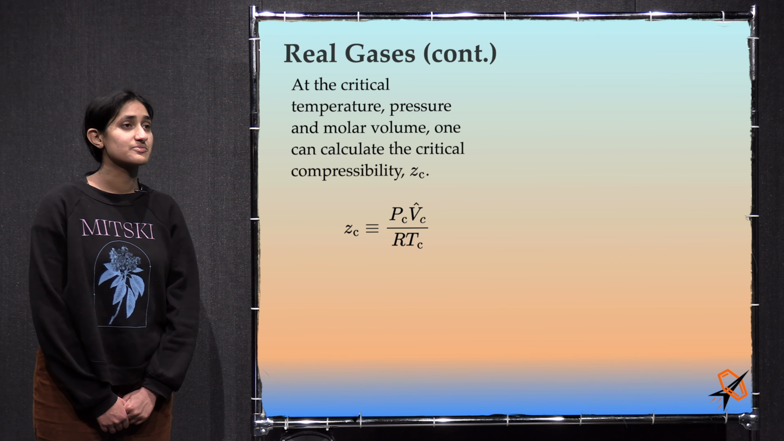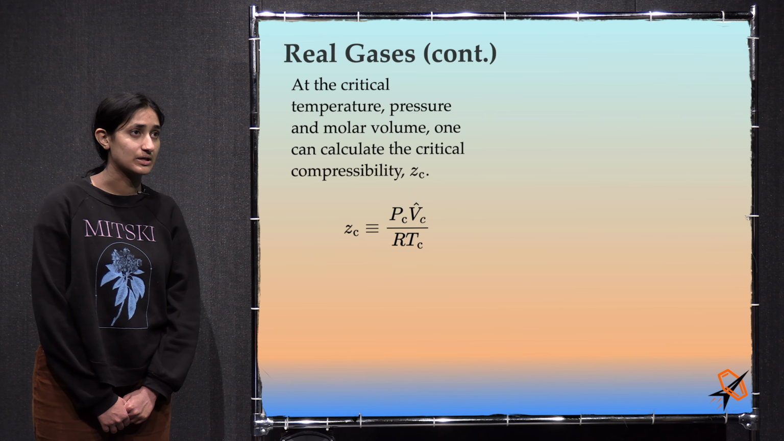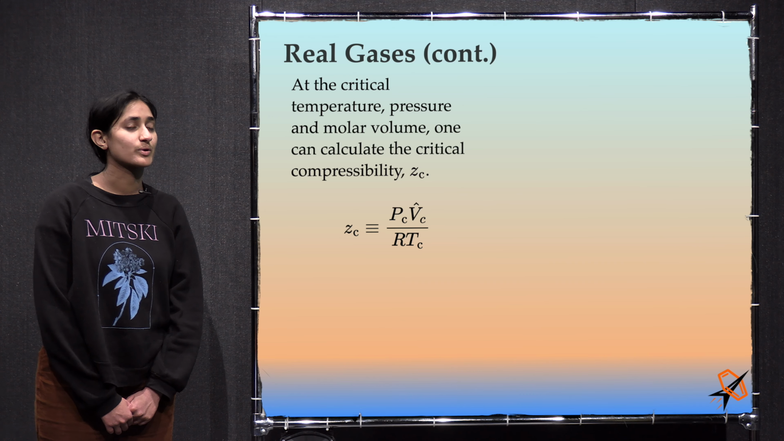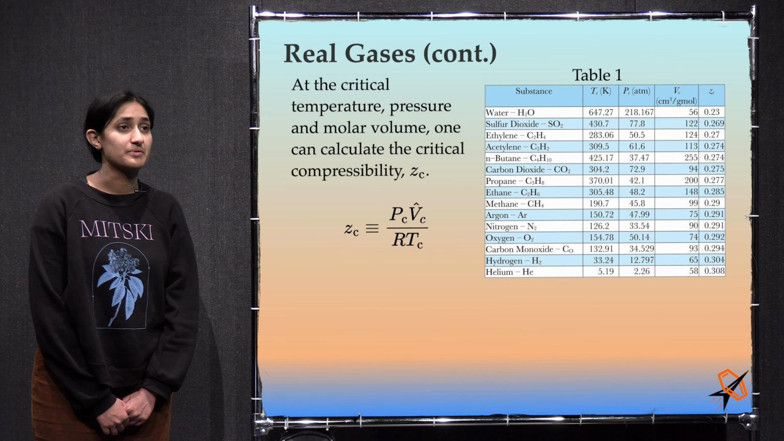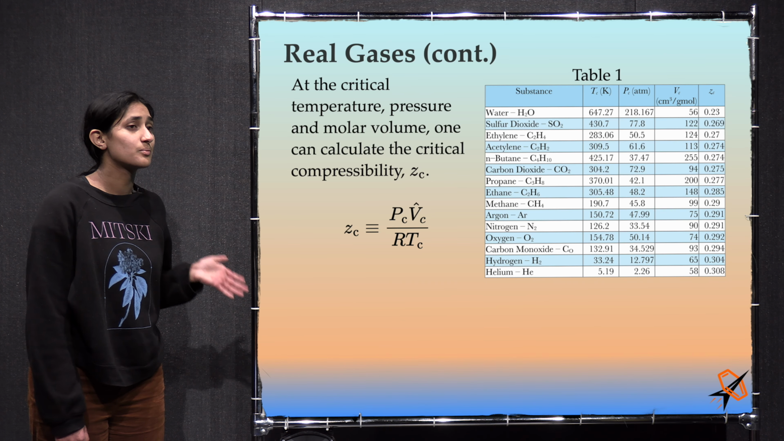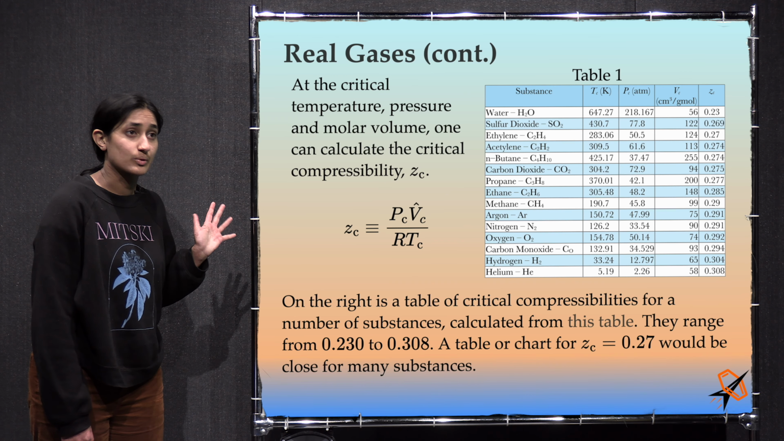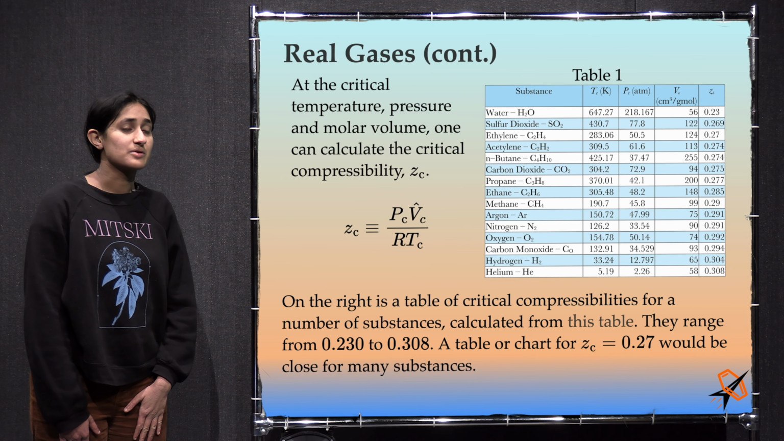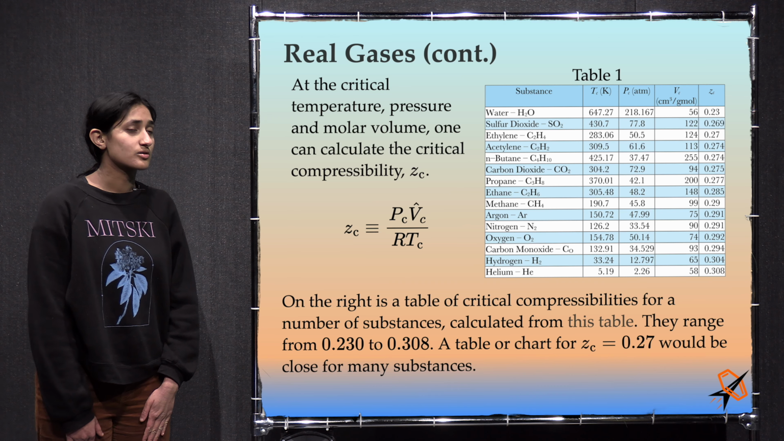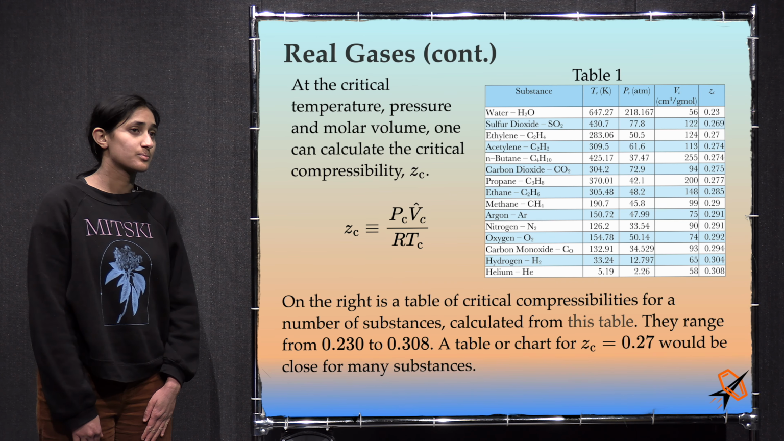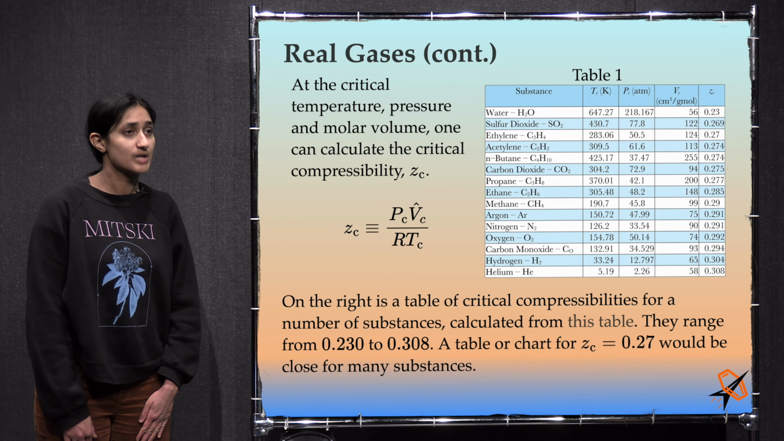We should take a look at the range of possible values for the critical compressibility, which is the compressibility calculated at the critical point. You can see from the table that Zc can be as low as 0.23 and as high as 0.31. An informal average gives about 0.27. If we had a chart or table that was designed for Zc equals 0.27, it would be reasonably close for a number of substances.